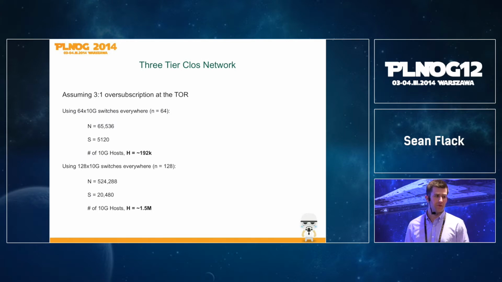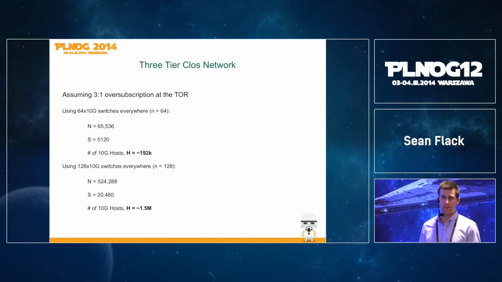Now, assuming a 3-to-1 oversubscription at the top of rack again, these are quite large numbers, but still relevant and something that can be applied to enterprise and even small scale, because again, you pay as you grow. You can start off very small and grow very big. So using 5,000 switches, we're able to provide 192,000 hosts with 10 gig ports. If we move to 20K switches, it's a lot of switching, but we're effectively providing 1.5 million 10 gig ports to our top of rack.